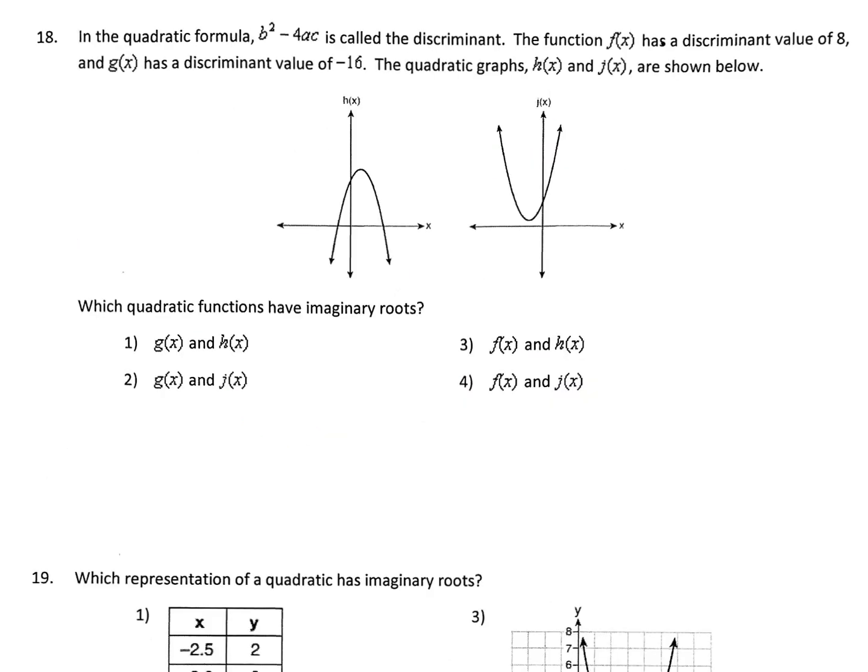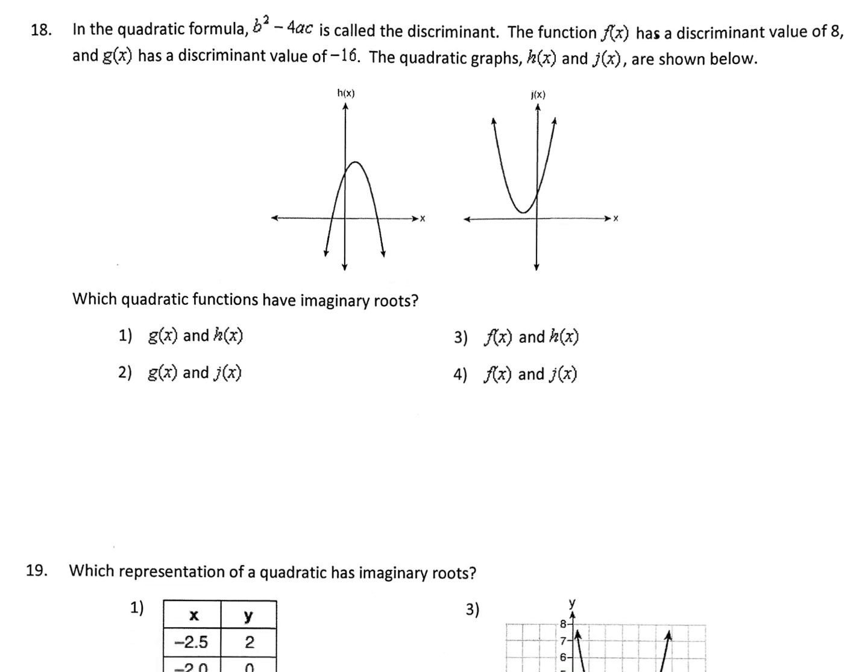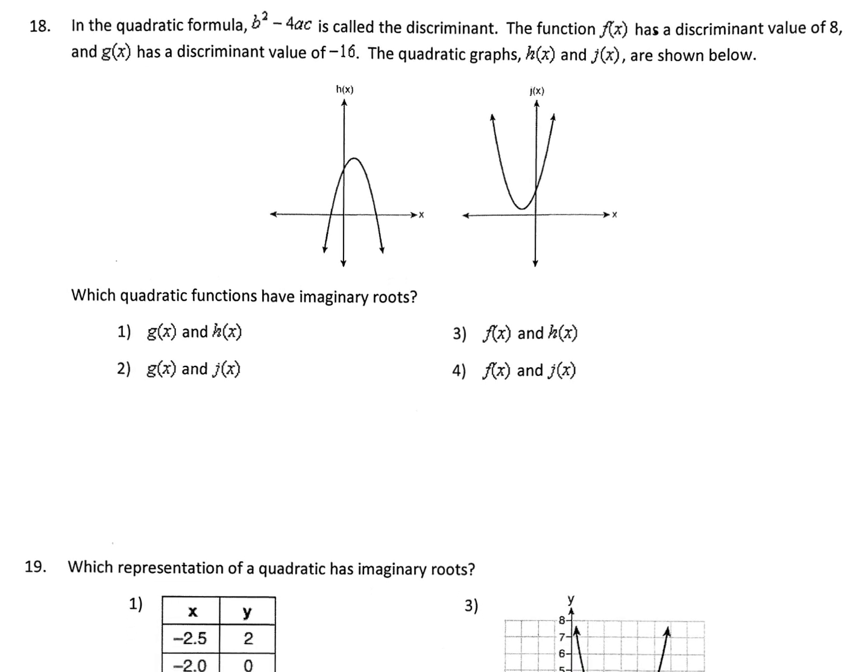All right, number 18. So what do we have here? In the quadratic formula, b squared minus 4ac is called the discriminant. Now think about the quadratic formula. Isn't the b squared minus 4ac what's under the radical, right? And we know that if we have a negative under the radical, it's going to create imaginary solutions. Whereas if we have a positive under the radical, it's going to create real solutions.